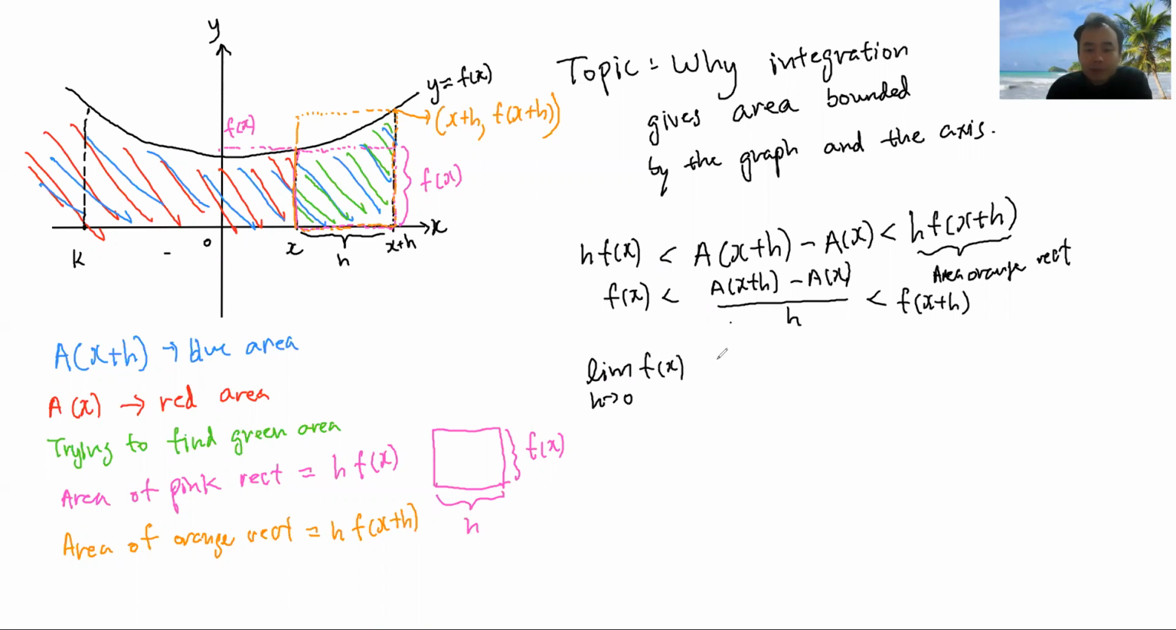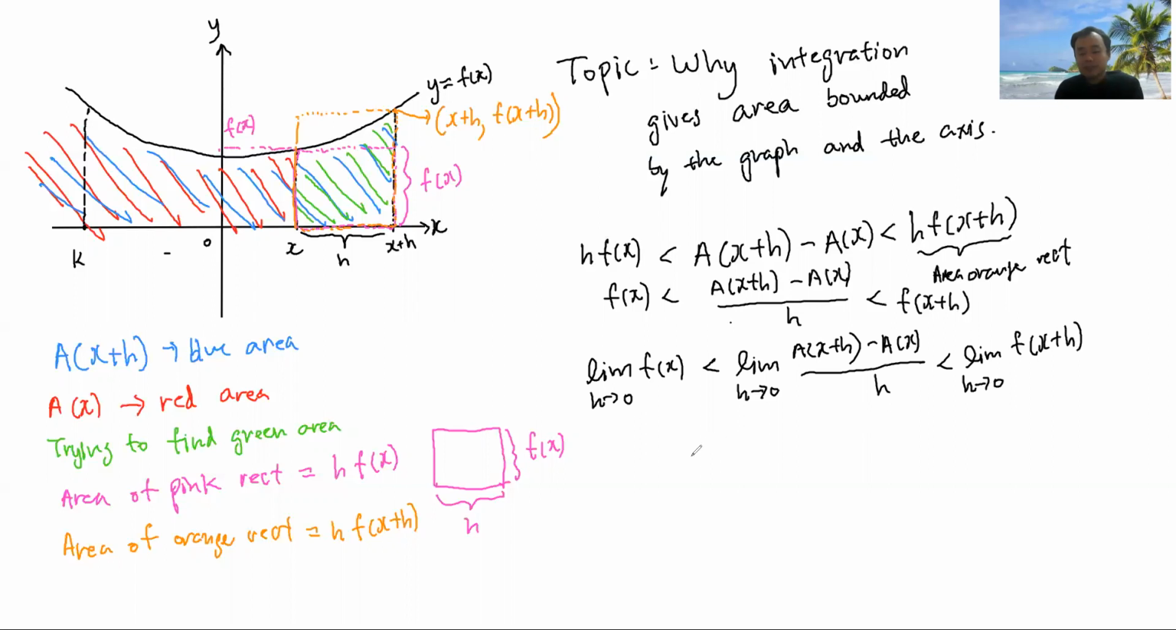And this is the limit as h approaches 0 of A of x plus h minus A of x over h, and the limit as h approaches 0 of f of x plus h. This is going to be an interesting inequality. Our f of x here is independent of h, so taking the limit as h approaches 0, we still get f of x. Nothing much has changed.